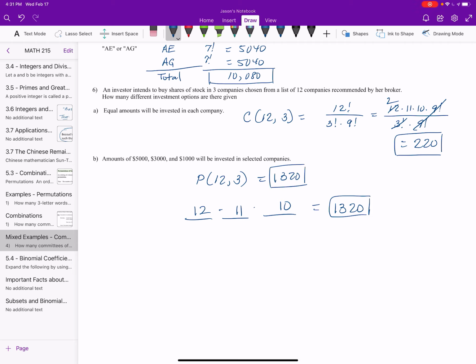So hopefully this whole interplay between combinations and permutations is starting to make sense. If order has any bearing on your problem, then you're going to want to use permutations. If it's just a flat out group of whatever, it's going to be combinations.